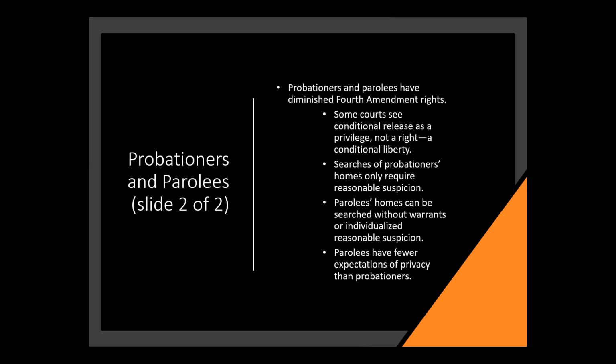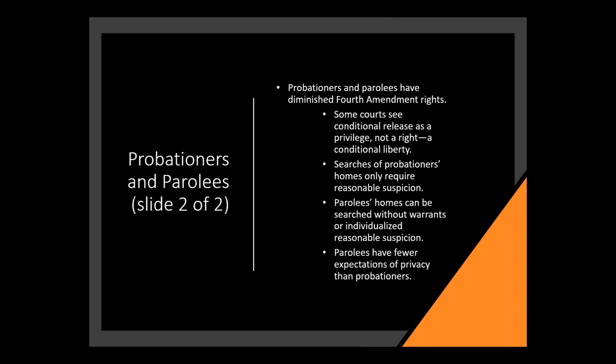Okay, to continue with this, you have diminished Fourth Amendment rights. Now, this is a privilege, not a right. It's a very conditional liberty. That tends to be how the courts talk about it. So if we're going to search your homes, I only need reasonable suspicion. And parolees' homes can be searched without warrants or individualized suspicion. And parolees have fewer expectations of privacy than probationers. So probationers have a little bit more, parolees have almost none.